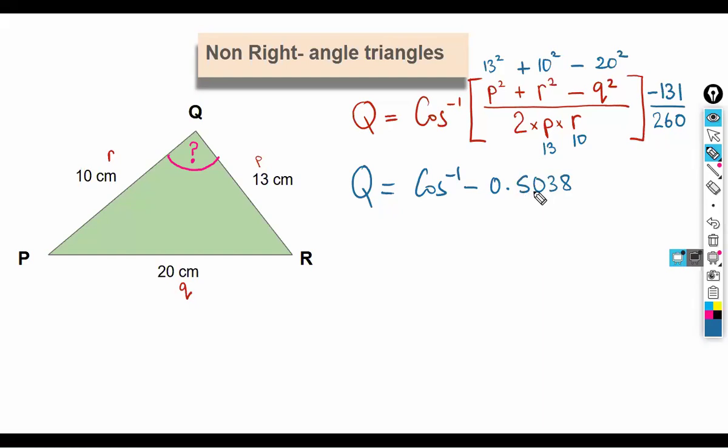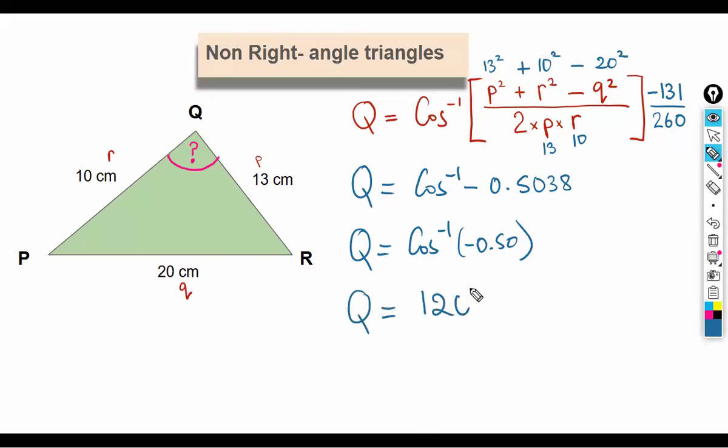Now, if you go to two decimal places, cos inverse, well, if you go to two decimal places, you'll get that. I don't have a choice if I'm going to two decimal places. Cos inverse, not 0.5, but negative 0.5. Are we getting 120 degrees? Now, if you use the 0.5038, you'll get something slightly different, right? But if you use the minus 0.50, that same exact thing, you will get 120.